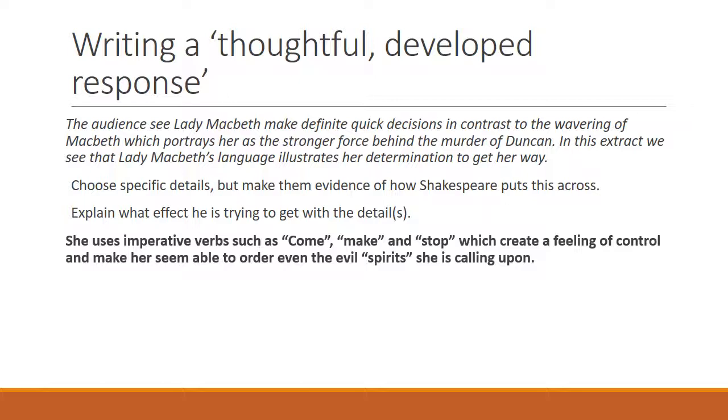She uses imperative verbs, that's verbs which are orders, such as come, make, and stop, which create a feeling of control. So there's my analysis. Imperative verbs come, make, and stop is the example. They create a feeling of control. That's my analysis of them. And they make her seem able to order even the evil spirits she's calling upon. That's the effect. Okay? That says, what's the impact of her creating a feeling of control? And again, key thing, that will get the marks.